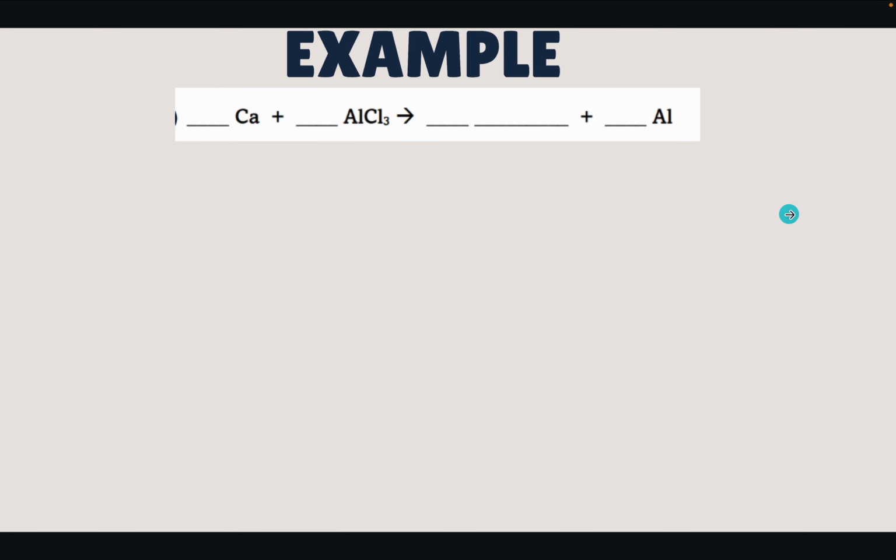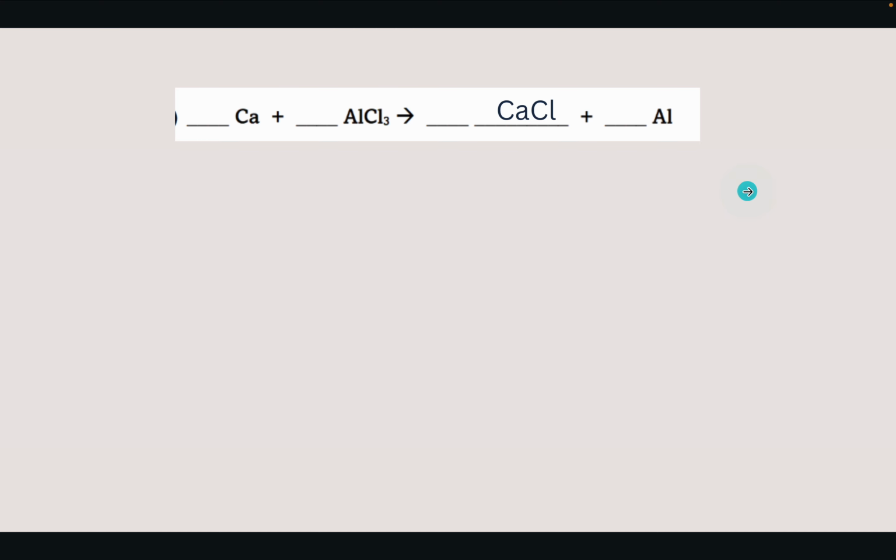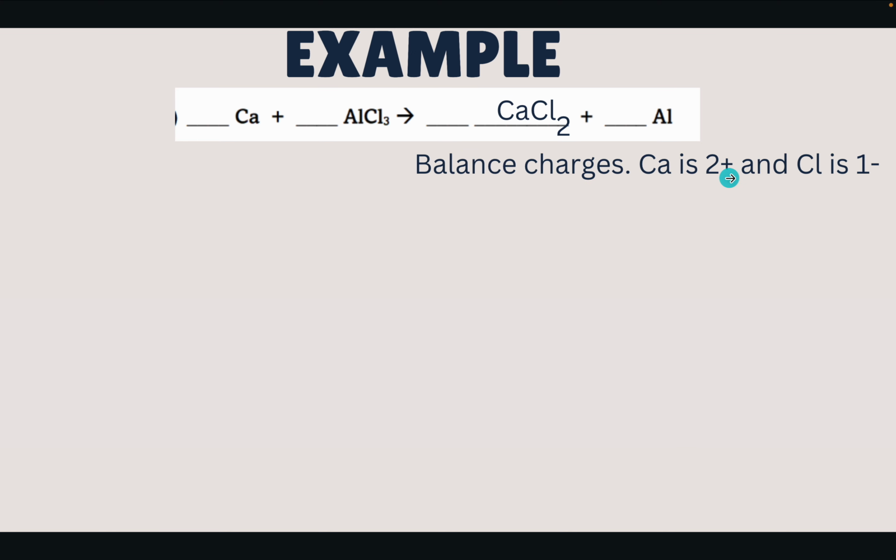So first, we know that there's calcium, aluminum, and chlorine. On here, there's only aluminum, which means calcium and chlorine are missing on this side, which means we need to put them in a compound like this one. However, this compound is not correct because the charges don't match up. Calcium has a +2 charge and chlorine has a -1 charge. So we need to balance this compound's charges to ensure that it's an actual compound of calcium chloride.